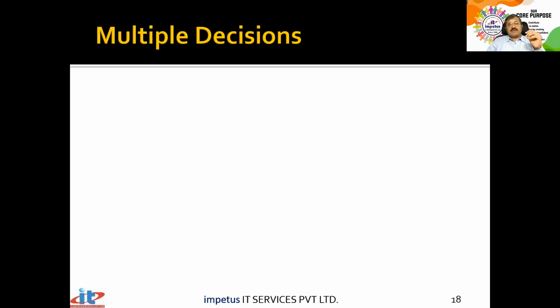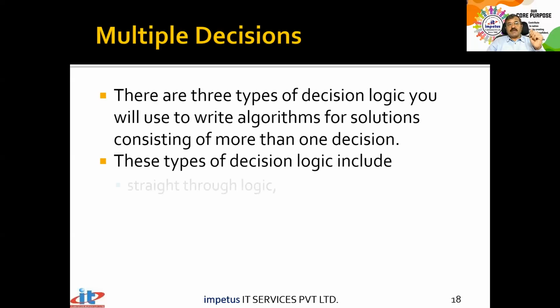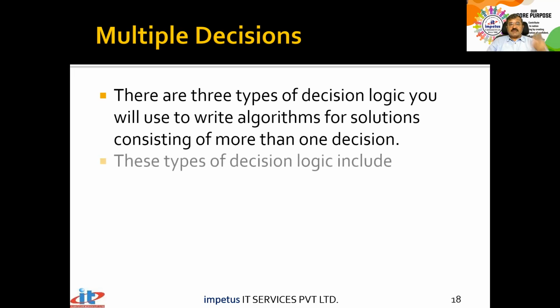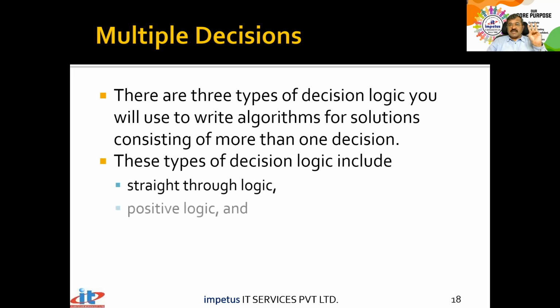The first one, when we are required to make multiple decisions. It says there are 3 types of decision logic you can use to write algorithms for a solution consisting of more than one decision. Currently, in all the examples, we had only a single decision to make. But life is not that easy. In a lot of solutions, we have to check more than one condition. While checking more than one condition, there are 3 types of structures: straight through logic, positive logic, and negative logic.